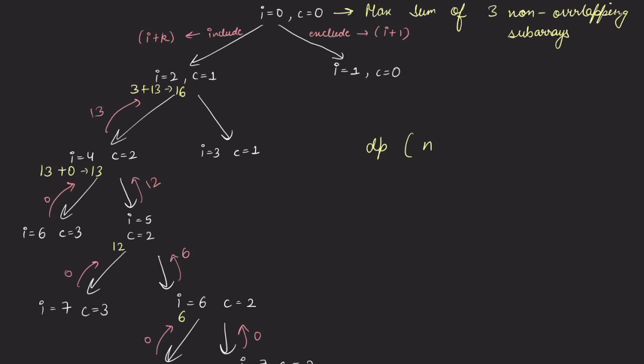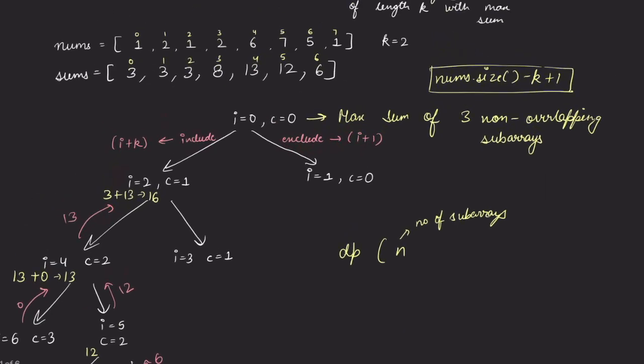N basically will denote the number of subarrays that you can get, right? The number of subarrays of length k that you can get, which was nothing but nums dot size minus k plus 1. And what will be the count? Count we can keep as 4. Why 4? Because our count is going to be 0, 1, 2, 3, right? That is the reason 4. So we can take a 2D DP of size n cross 4 and we can cache the results of this so that we can write an efficient code, right?